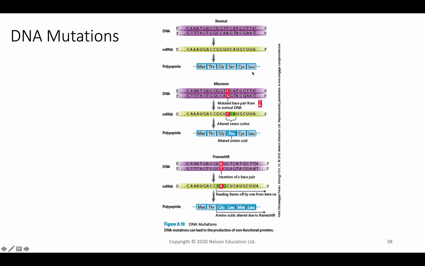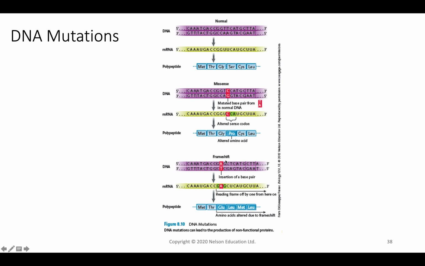So in the polypeptide chain, you're going to have in blue the amino acids that are going to be in there. And if you can see here that this mistake here, going from a C to a G, is going to give us a C here. So the altered sense codon is going to give us proline right here instead of serine. So it's only going to change one amino acid, and the rest of the sequence is going to remain the same because we only changed one nucleotide.